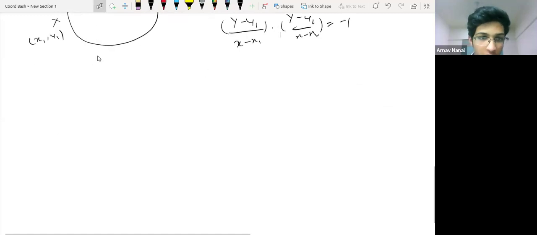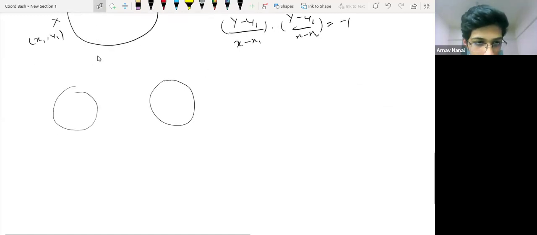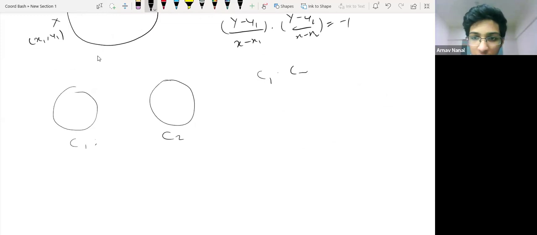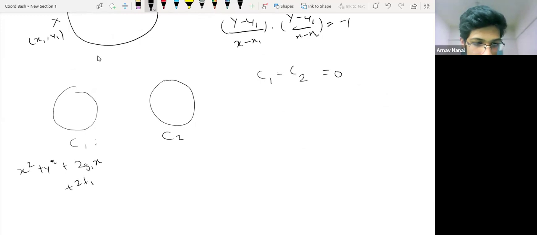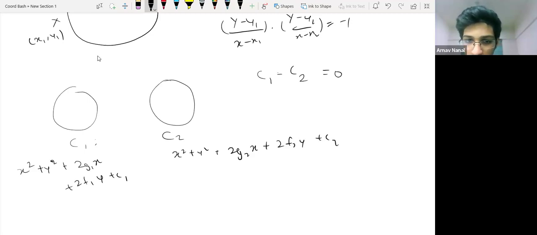And one more thing, if you have two circles C1 and C2, then the radical axis is just given by C1 minus C2 equal to 0. By this I mean, in the normal form, x square plus y square plus 2g1x plus 2f1y plus C1 and x square plus y square plus 2g2x plus 2f2y plus C2, the radical axis is given by C1 minus C2 equal to 0.